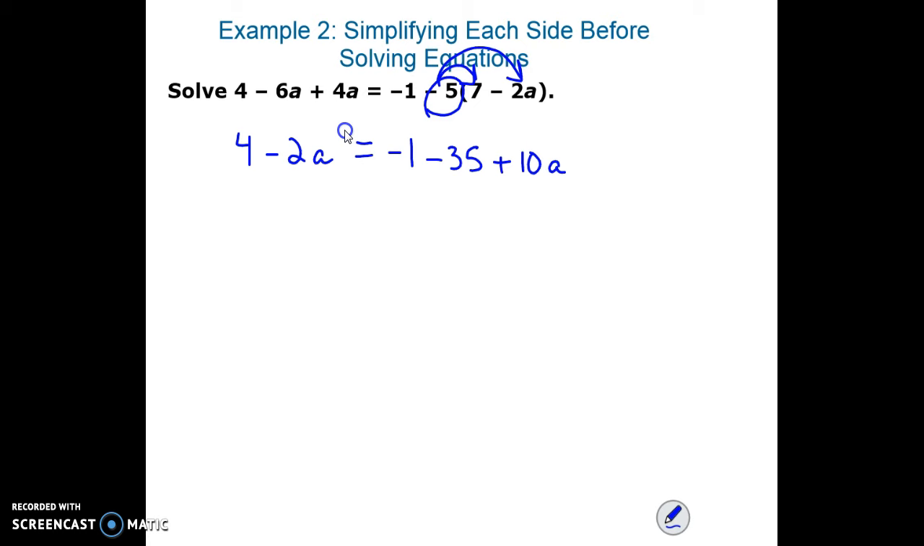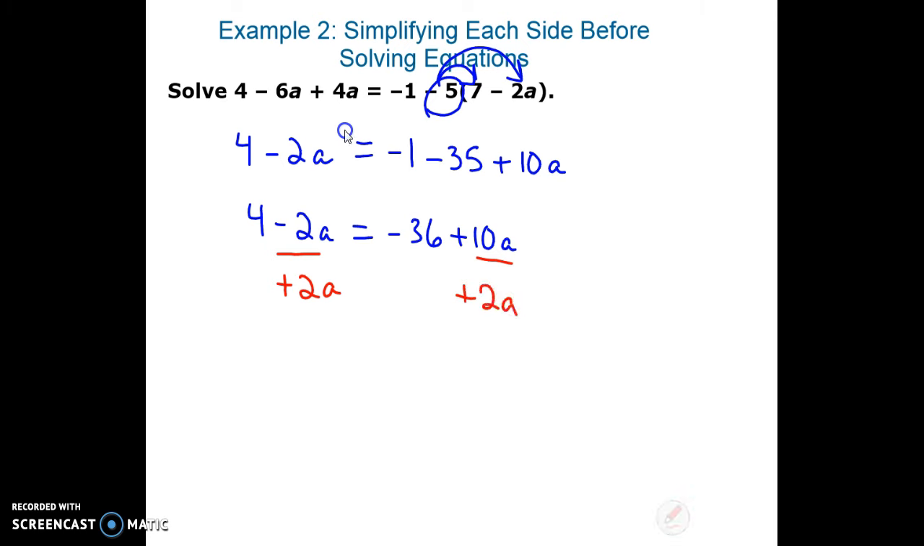Okay, now let's see. I can simplify this some more. 4 minus 2a equals negative 1 minus 35 is negative 36 plus 10a. Now you're probably thinking, okay, Mr. Rising, I can handle it from here. You can see I've got 10 a's on this side. I've got negative 2 a's on that side. Well, let's just add 2 a's here, and we're going to add 2 a's here.